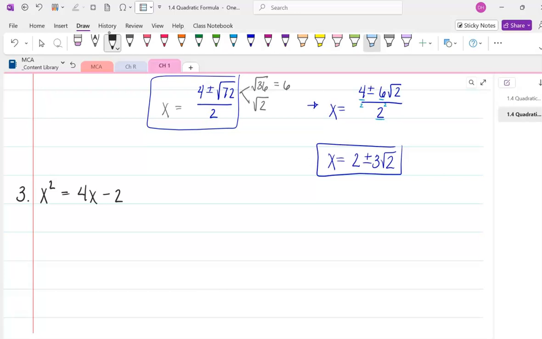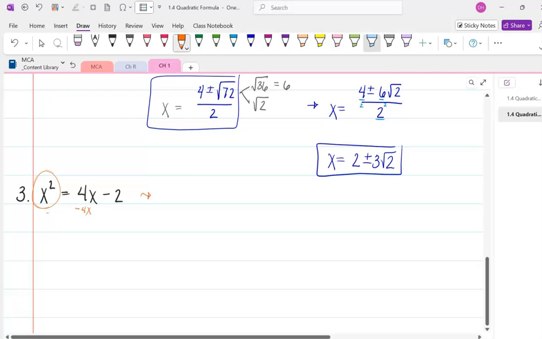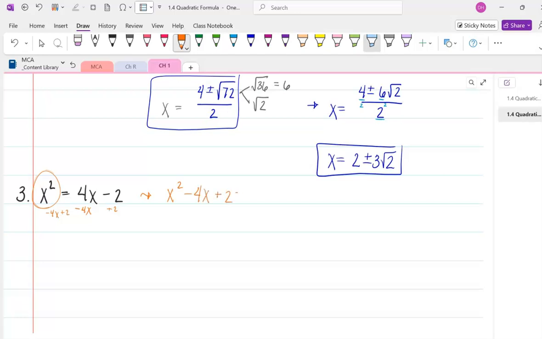Now the first thing that you need to do is make sure that everything is on one side. So you're going to make sure that you move it so that x squared remains the positive number, right? You have to have a positive leading coefficient here. So what I'm going to do is subtract 4x from both sides. And I'm also going to add 2 to both sides. So we have x squared minus 4x plus 2 equals 0. Now from here, we can go ahead and label what a is, what b is, and then what c is.